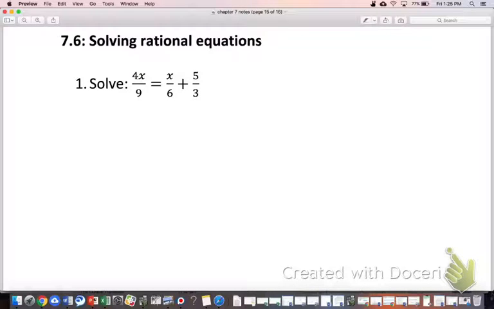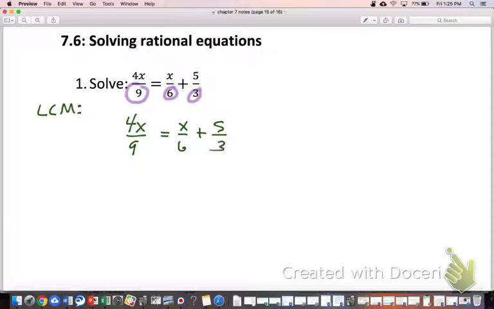Step 1, find the least common multiple of all the denominators, just like we did with complex fractions. So here's your denominators, 9, 6, and 3. So what is 18. 18 is the least common multiple of 3, 6, and 9. Agreed. So here's what we do with this. I'll rewrite this real quick.